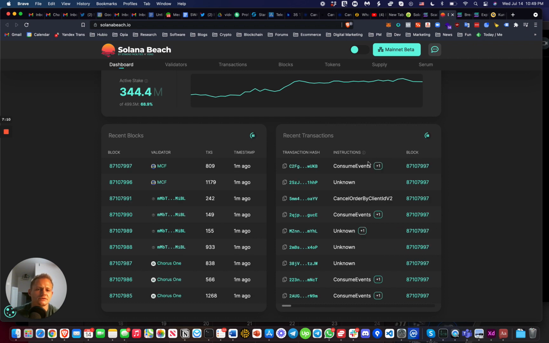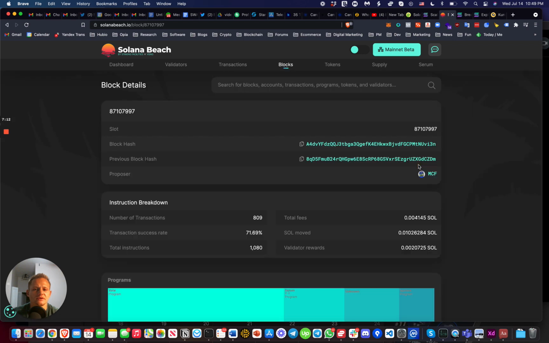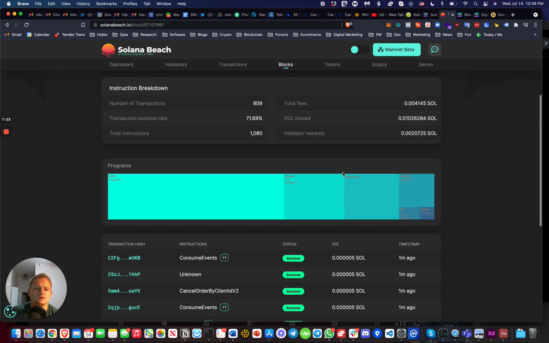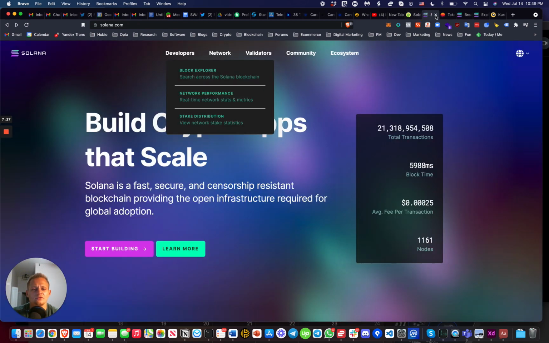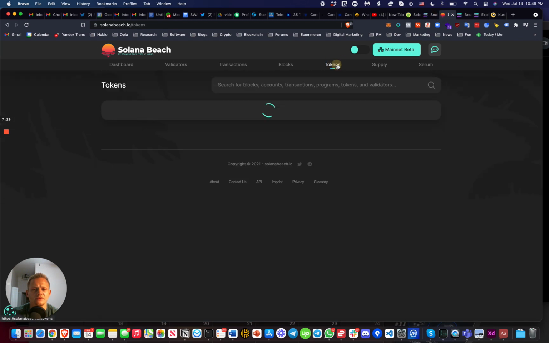Transaction hash, consumer events, block number. Let's look at how their blocks look. So this is the slot number, block hash, previous block hash, and then proposer instruction breakdown. Okay, well, we looked at a little bit of that. I don't think we need to go too in depth here.